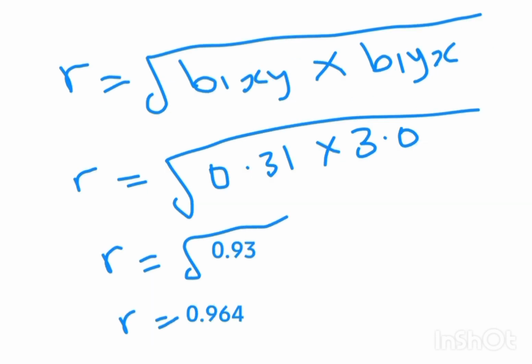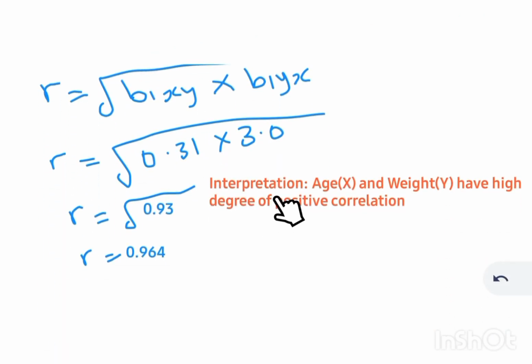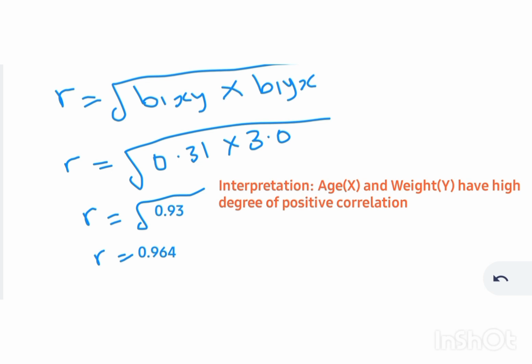So the coefficient of correlation equal 0.964. The interpretation of this is that age and weight have high degree of positive correlation. So we succeeded in answering all the questions right.